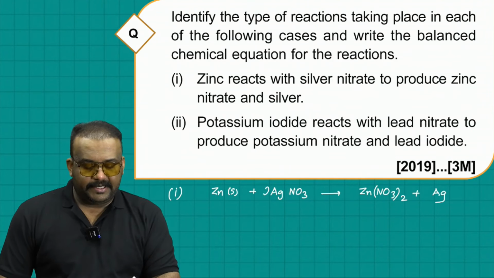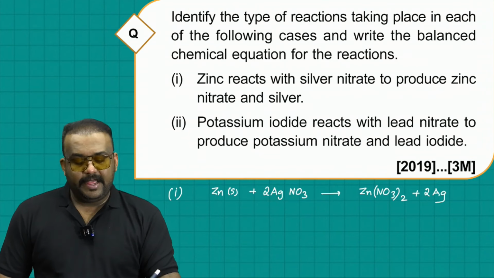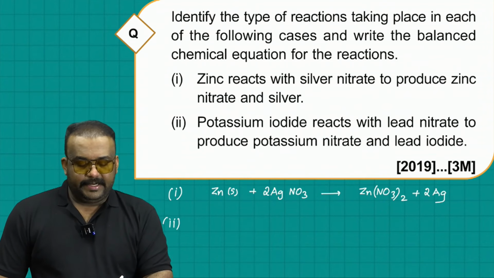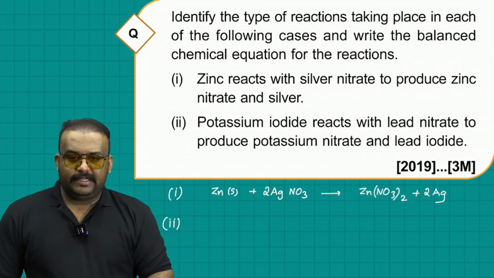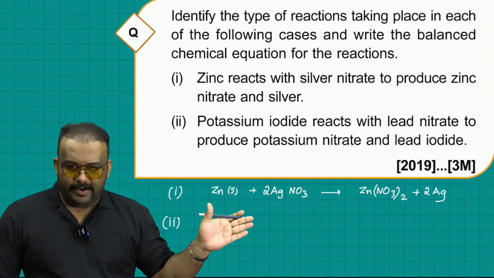So in order to balance this equation, let me put 2AgNO3 and 2Ag. Because this side I have 2NO3, so I multiplied here with 2, and 2Ag is here. So it is a balanced equation now. Clear? Now the second question is, potassium iodide reacts with lead nitrate to produce potassium nitrate and lead iodide.